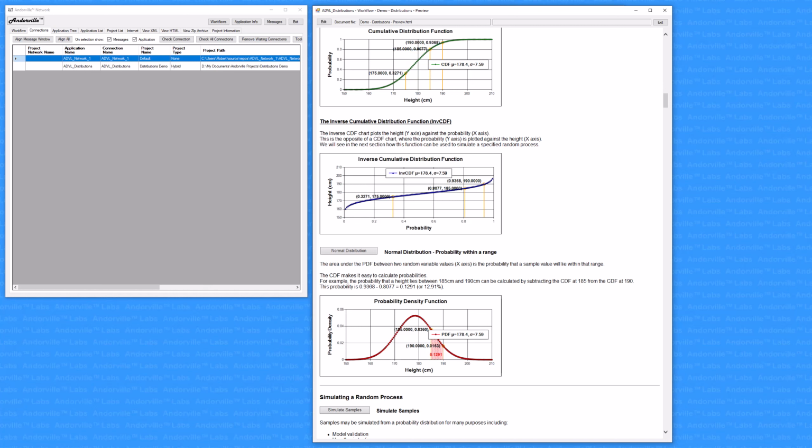This probability is 0.9368 take 0.8077 equals 0.1291 or 12.91%.